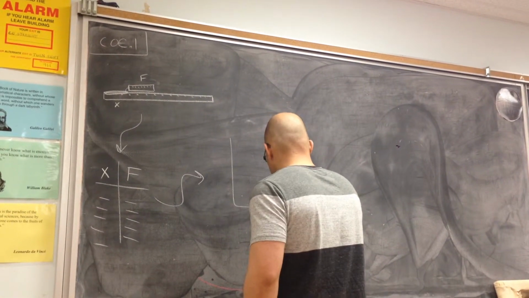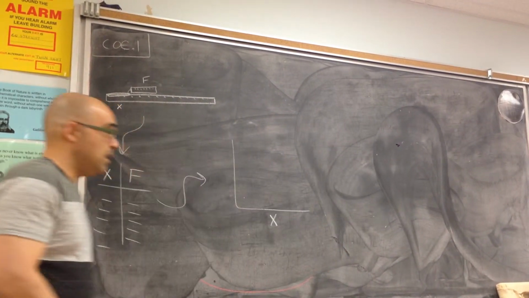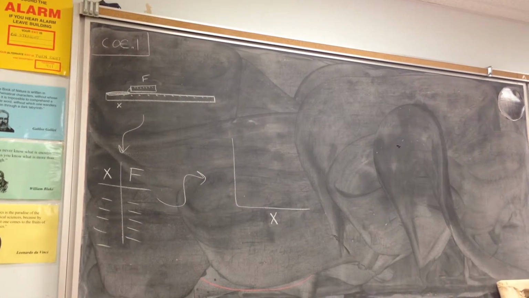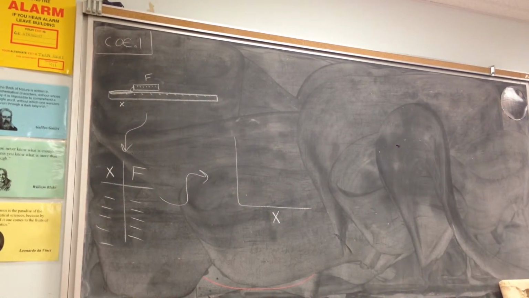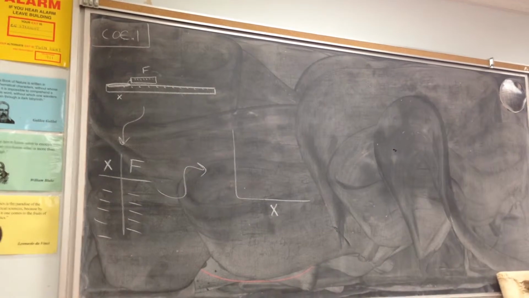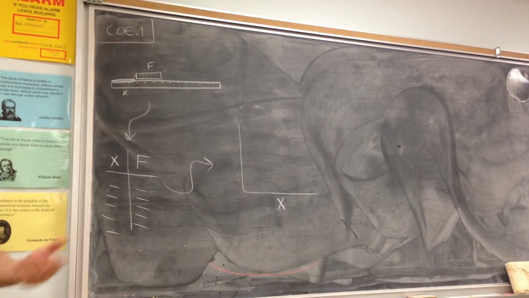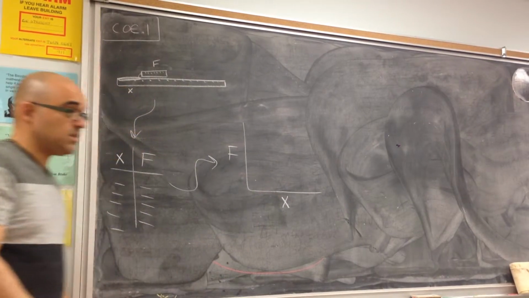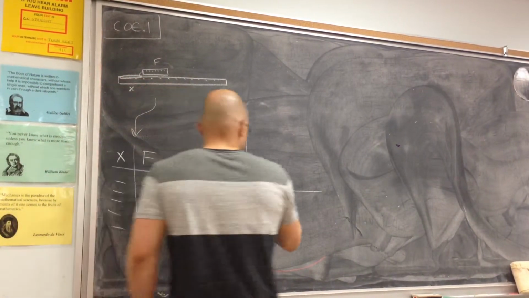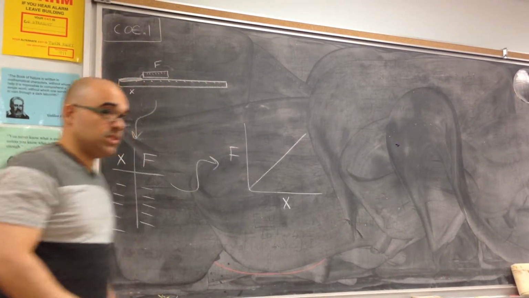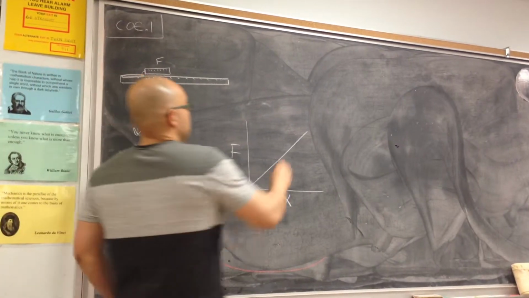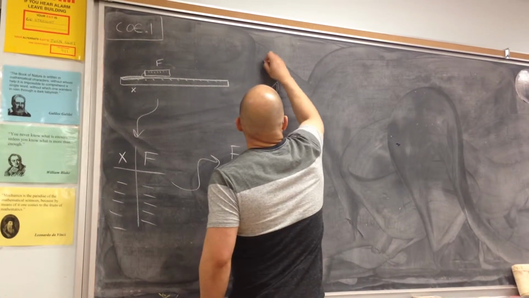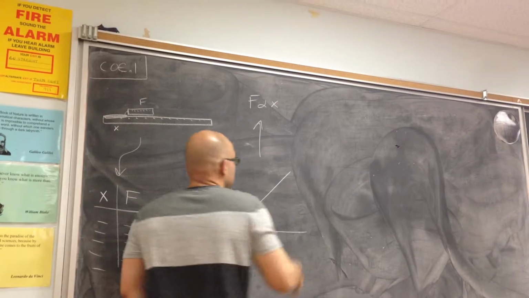And the question was, what's the relationship between the amount of stretch in an elastic medium and the force it applies back onto, say, a spring scale or your finger or something like that? So we just call that F versus X. And when you plotted it, you got this relationship, which you can state as this: F is proportional to X.